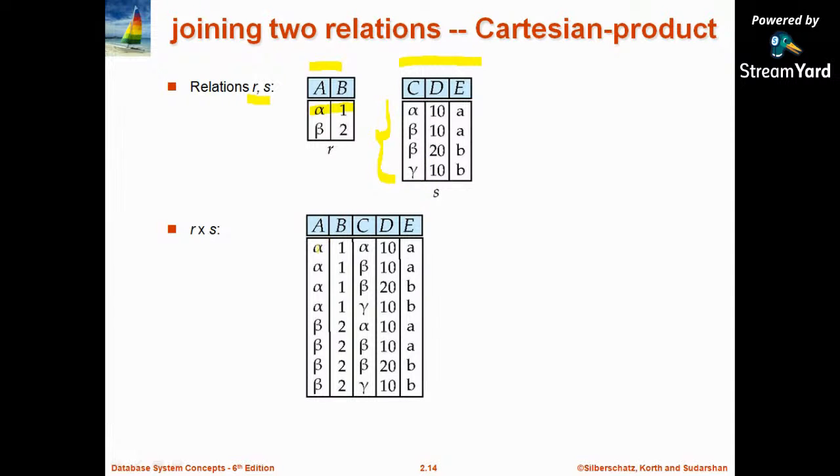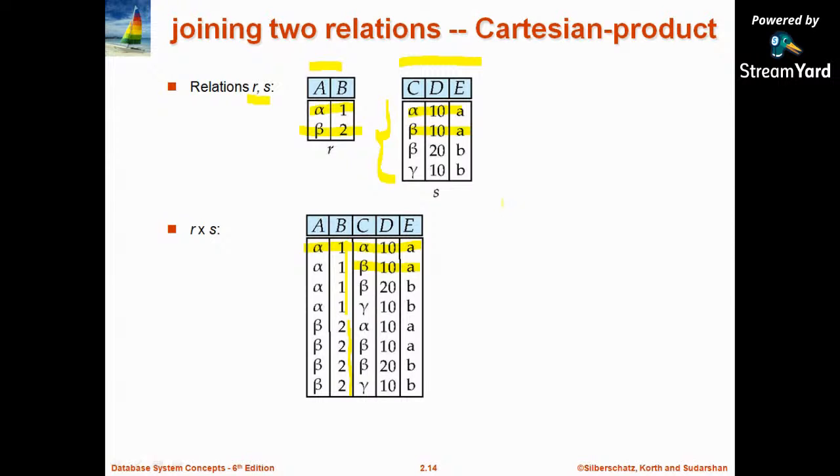You can see that alpha comma 1 is combined with the first row, and then you get this. Alpha comma 1 is combined with the second, and then you get this. So you have to combine alpha comma 1 with all the rows like this. Now you take the second row of R and again combine it with all the rows present in table S like this.